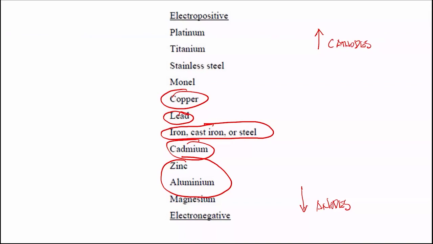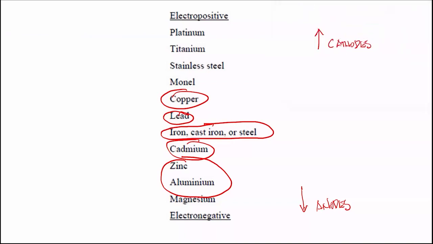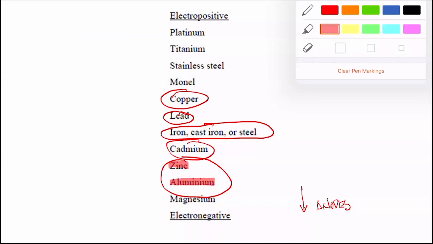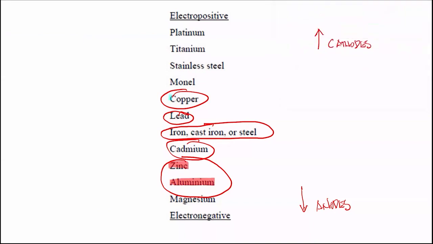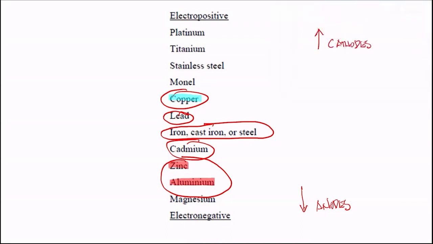On the anode side, we have zinc and aluminum. And on the cathode side, we have copper. Most of your questions about metal and corrosion are going to involve those, and then in the middle we have steel.